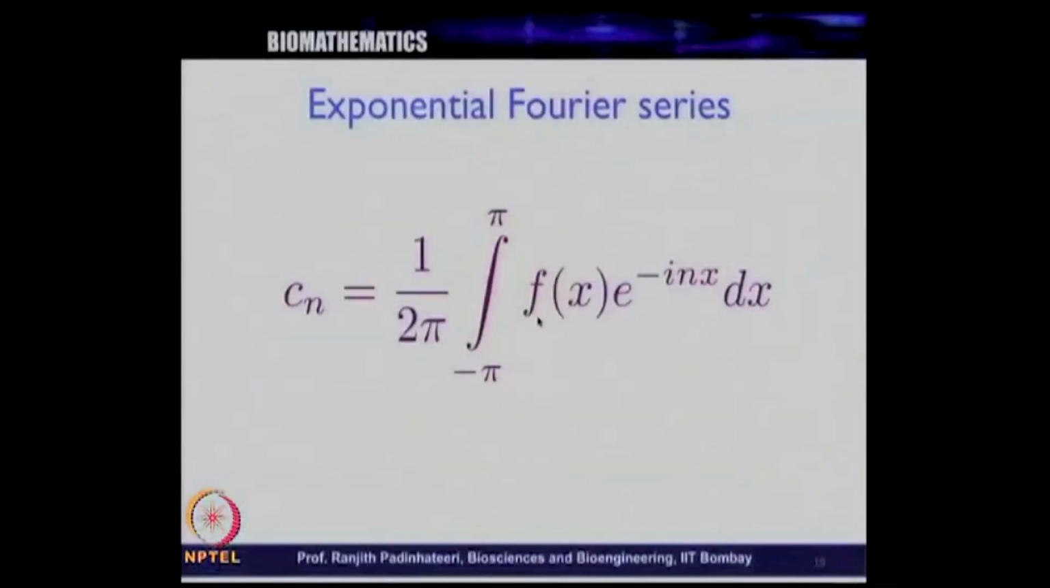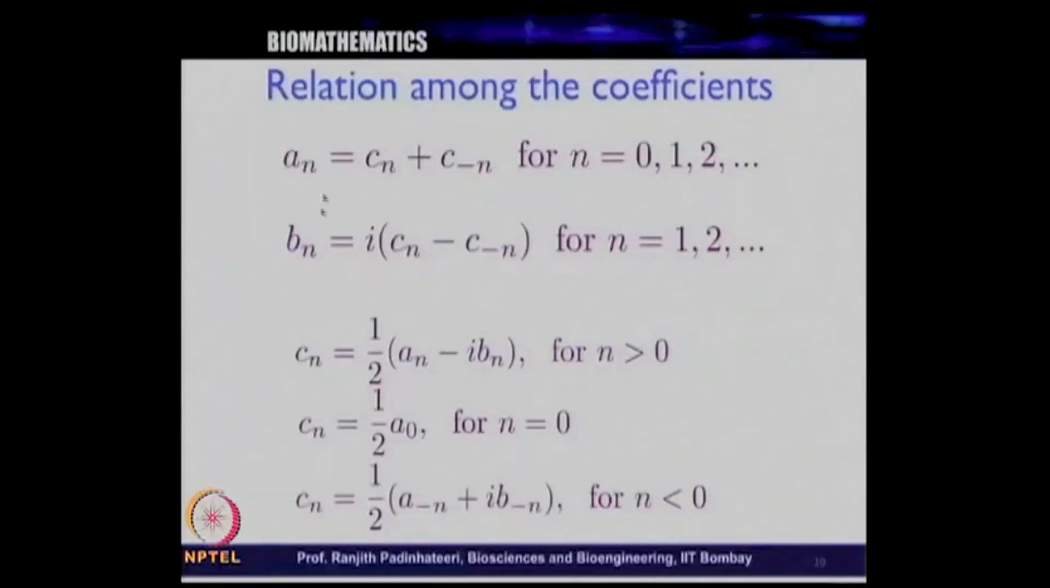So, how are c n and the previous a n and b n related? c n can be obtained just like previously: the integral of f of x times e power minus i n x dx gives c n, and the c n's are related to a n and b n in this particular way. So, if you know c n, you can calculate a n and b n. This is the relation for a n and b n.